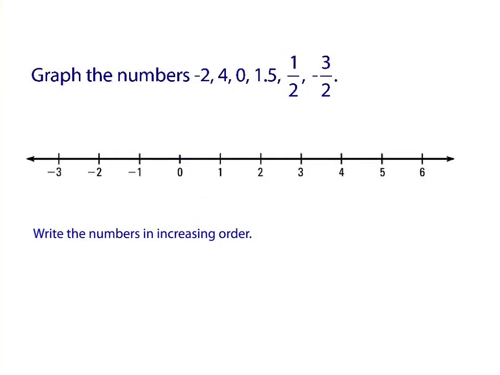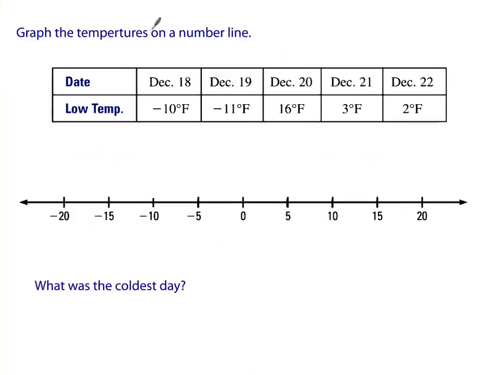Next example, we have example 2 here with the chart. It says graph the temperature on the number line, and you see the days here, the 18th, 19th, 20th, 21st, and 22nd of December, which isn't far away. So the 18th of December was negative 10 degrees. So it was pretty cold. We're right here. Negative 11 degrees, so even a little colder. Negative 11 degrees Fahrenheit.